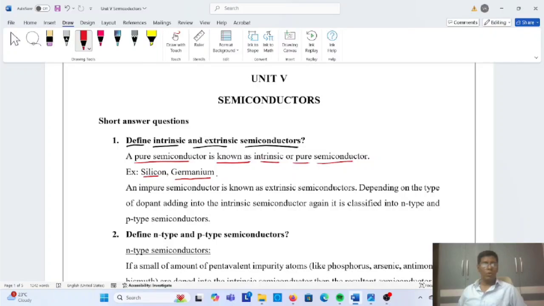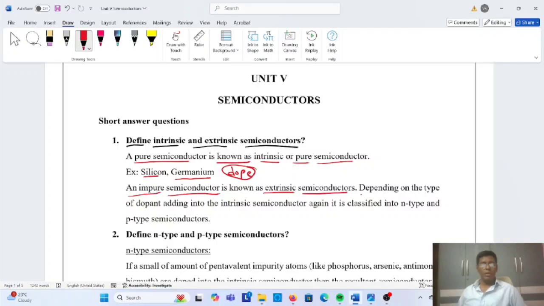Now, to increase the conductivity of an intrinsic semiconductor, we have to dope it with trivalent impurities or pentavalent impurities. By doping into those materials, the resultant material is called an extrinsic semiconductor. In simple terms, an impure semiconductor is known as an extrinsic semiconductor.